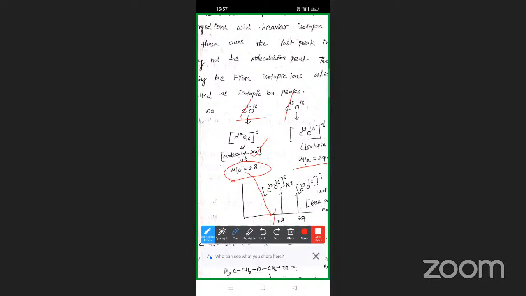If carbon is in the C13 form, then the last peak will be one more peak along with this 28. You'll get one more peak, the 29 peak also. So this is an isotopic peak, but not the molecular ion peak. So that is a condition.